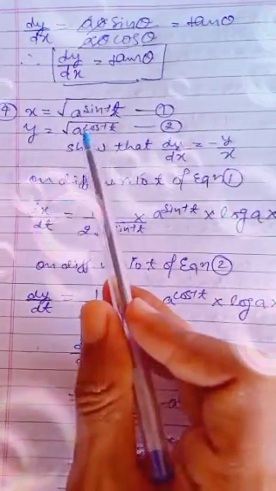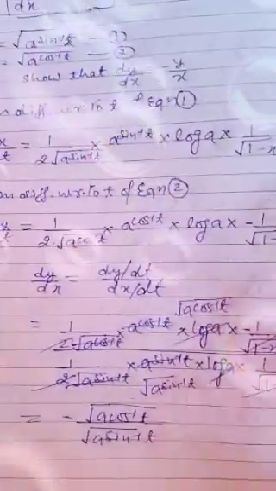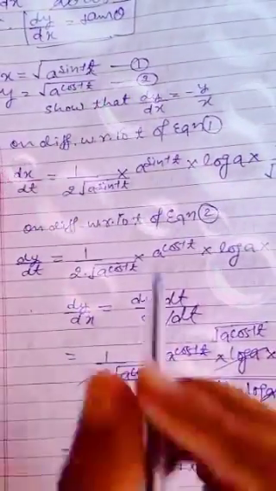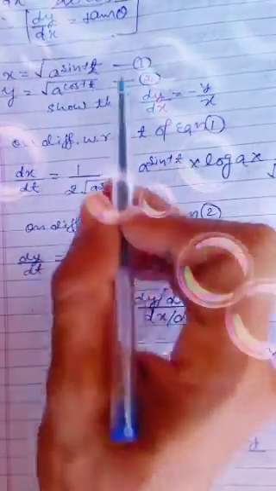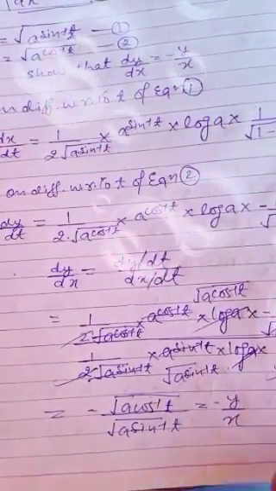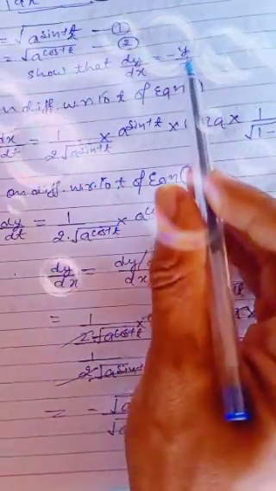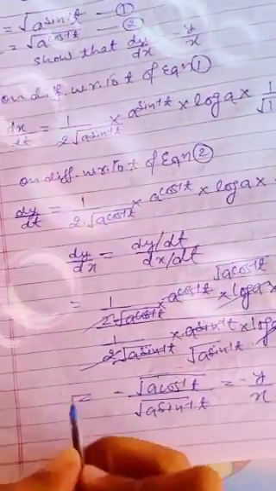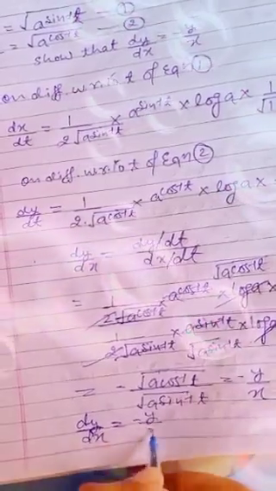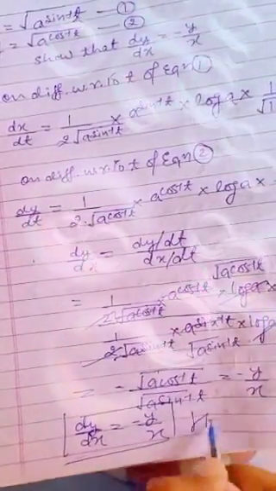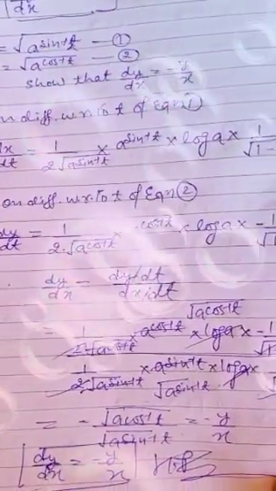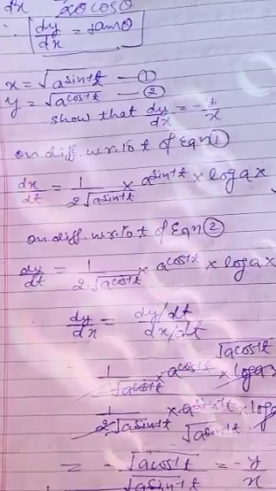y is equal to under the root a cos inverse t. So here you can write minus y divided by, and the value of this is what? x is equal to under the root a sin inverse t. So what is the value of this? x. And what we need to prove is dy over dx is equal to minus y upon x. So here we can write dy over dx is equal to minus y upon x, hence proved. Okay, so that's all about this question, and it's very important for board examination.